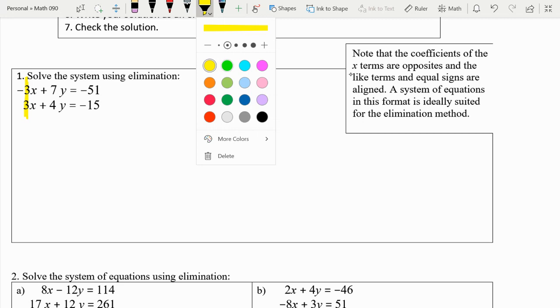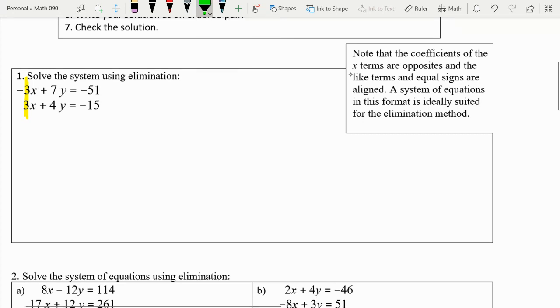But then the other thing you notice is one of them is negative, the other one is positive. That's what we want. We want the coefficients to be exactly the same, but we want the signs to be different. And when that happens, it's so much easier than solving for one of the variables. It's so much easier than the substitution method. In this case, it's already set up the way we wanted.